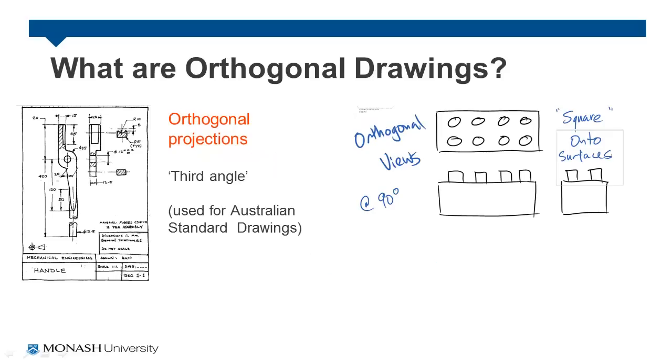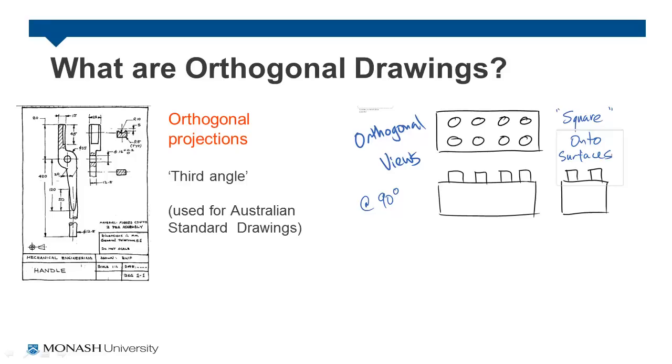So, what are orthogonal drawings? Orthogonal drawings are where we use several orthogonal views, so views that are at 90 degrees to each other, to represent an object. And in each view, we are looking square onto the different surfaces of this object. So orthogonal drawings are what we base our engineering drawings on, and the type of drawing we're going to be looking at today is actually referred to as third angle, and this is just to do with the arrangement of our different views on the paper.